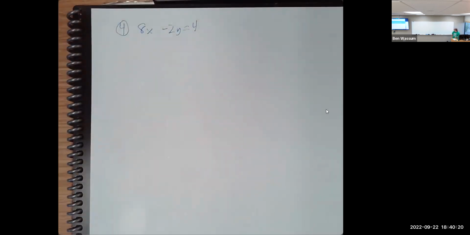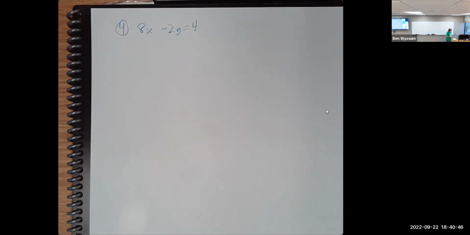Let's do more. I know you guys love math, so we might as well do a lot more, right? So 4, I have a formula. 8x minus 2y is 4. If you hear anything loud, they're vacuuming in the hallway. Okay, so we're still on find the slope, right? So how do I find the slope based on a graph or an equation?